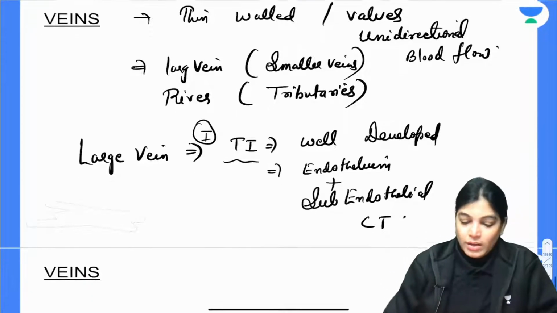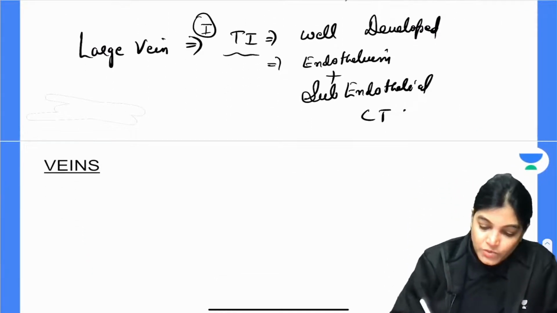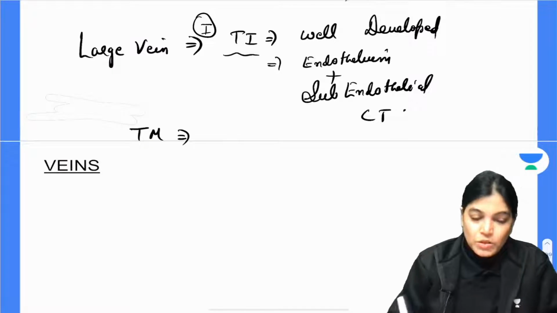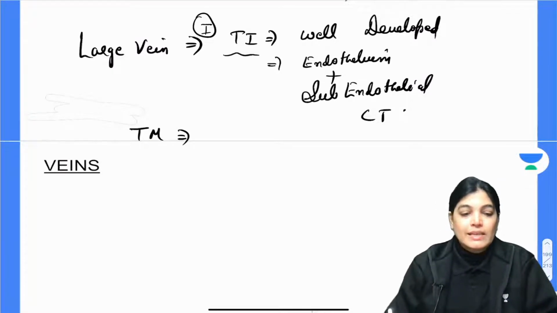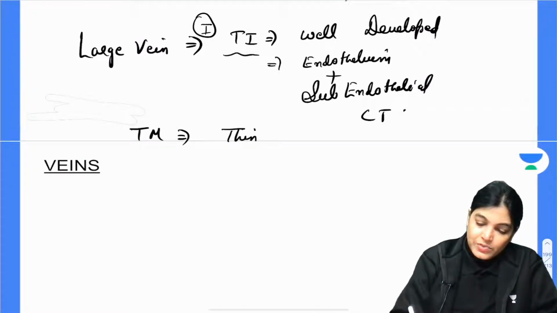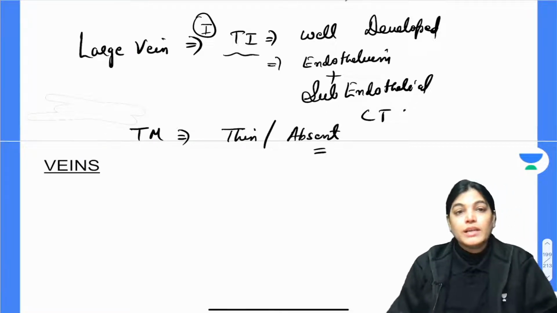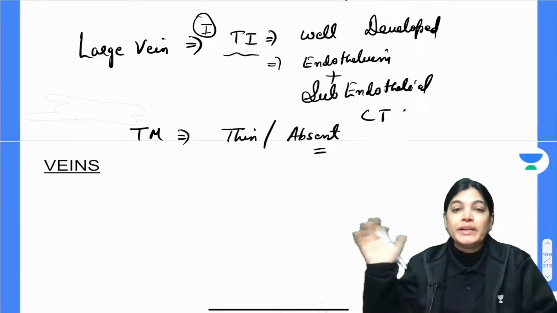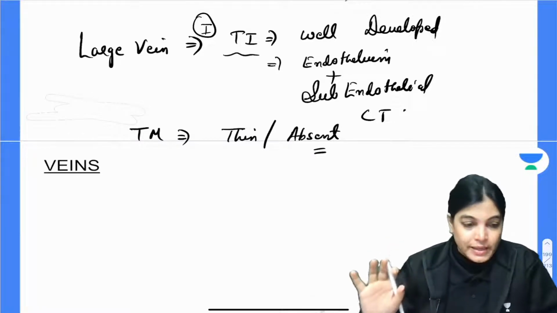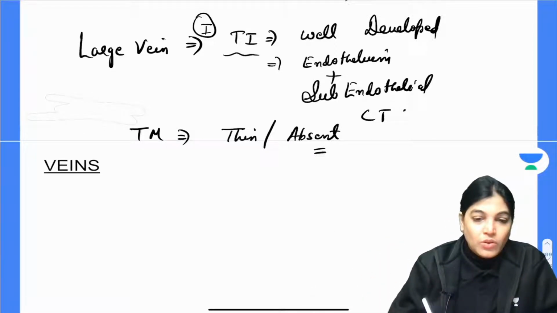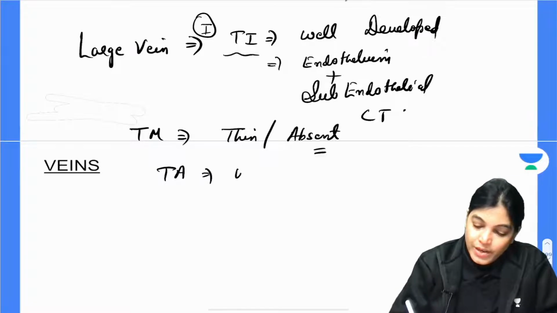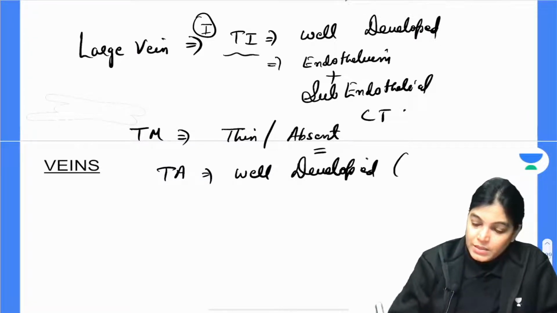If we talk about tunica media in a large vein, it is thin, very thin. At times it can be absent also. One of the important features of a large vein is that its adventitia is 3 times thicker than the media. So the media is very thin. And if we talk about tunica adventitia, it is well developed, the thickest coat.